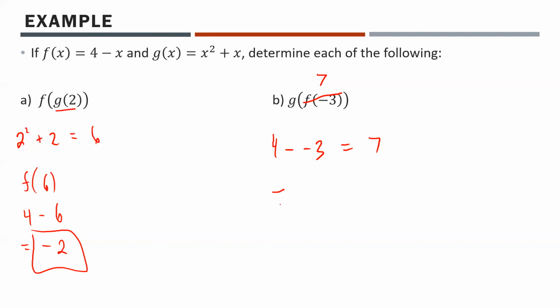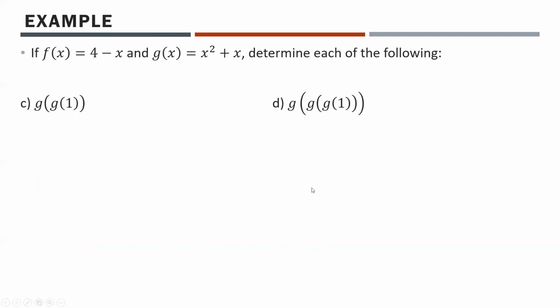Well, g of 7 is going to be 7 squared plus 7. And 7 squared is 49 plus 7, that's going to be 56. So 56 is g of f of negative 3. All right, anyway, moving on.